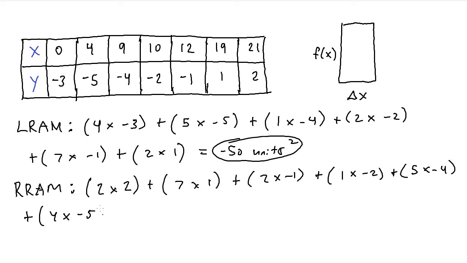Notice how in LRAM we didn't include the rightmost y value, so in RRAM we won't include the leftmost y value. And when you add them all up, you should get negative 33.